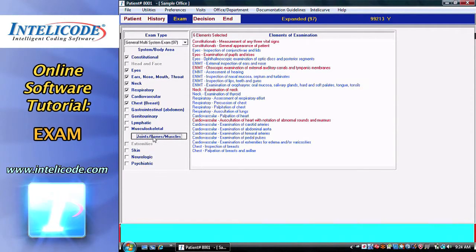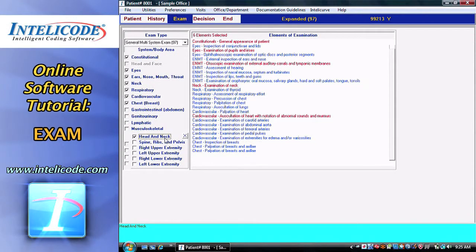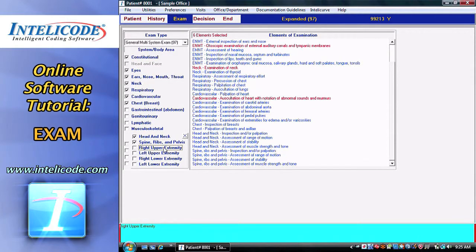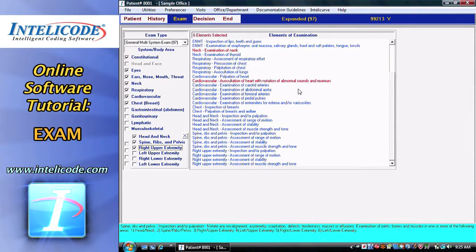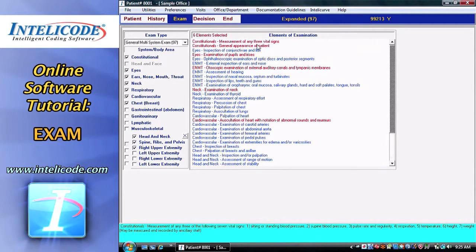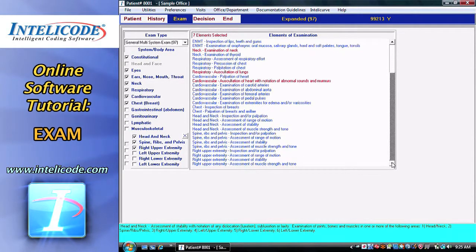If we're going to look at the different joints, bones, and muscles, then we'll have to choose the different body areas. And again, we have to open that up to choose that under the 1997 guidelines. So look at what we've chosen under 97 so far. We've got constitutional, the 2 elements there, the 2 bullets there, under eyes, ears, nose, mouth, and throat, neck, cardiovascular. Let's say he also listened to the lungs, the patient's lungs. And we've got some other evaluations involved there.